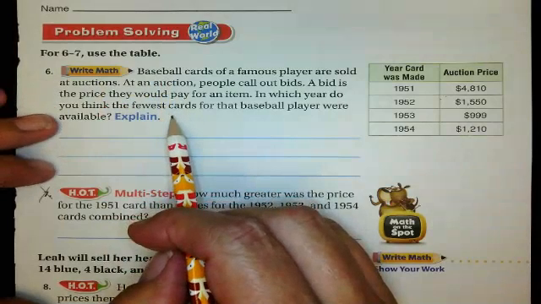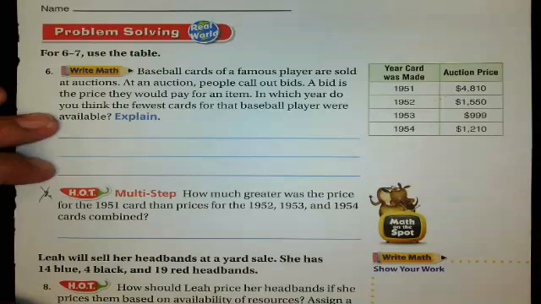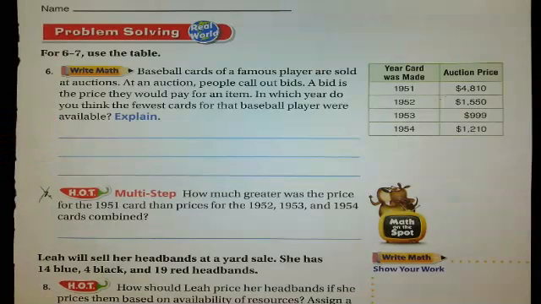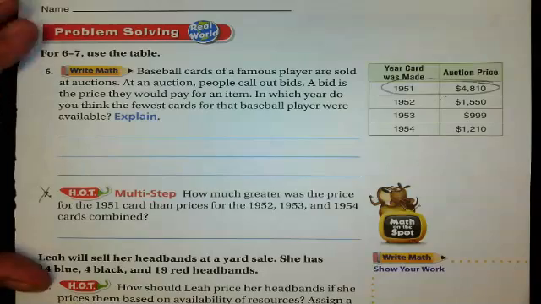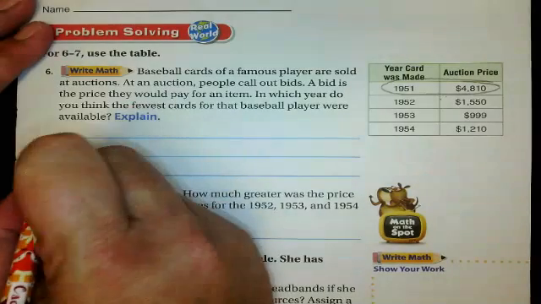In which year do you think the fewest cards for that baseball player were available? So given what we know, the fewer the cards, the higher the price. The more cards you have, the lower the price. Which year do you think the fewest cards for a baseball player are available? Well, this is my highest price. So I'm going to say 1951. And I need to explain that.